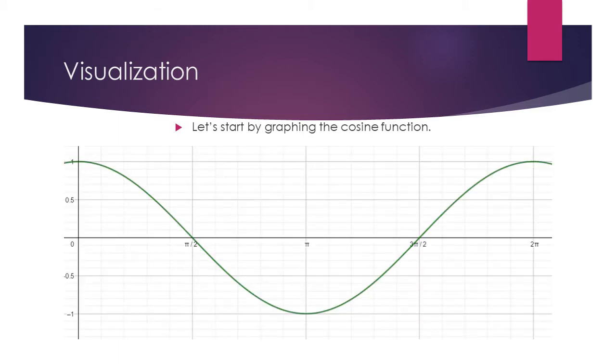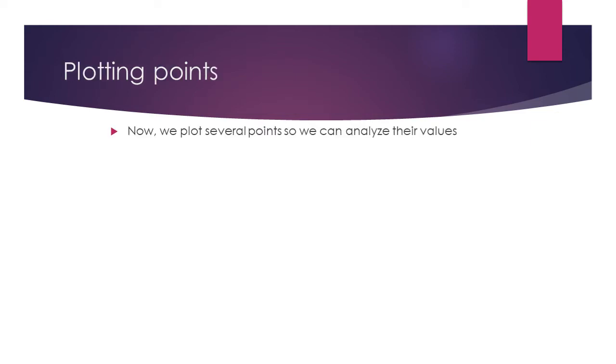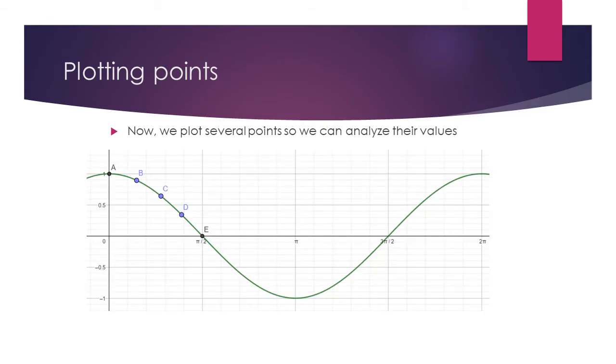Let's begin. So I started by choosing a function. I chose the cosine function and I graphed it here. This is basically the graph of cosine x. And of course, we need to plot points in order to use it for our analysis. I plotted 5 points here, A, B, C, D, and E. Although you can't see the values yet, don't worry, they're on the next slide.